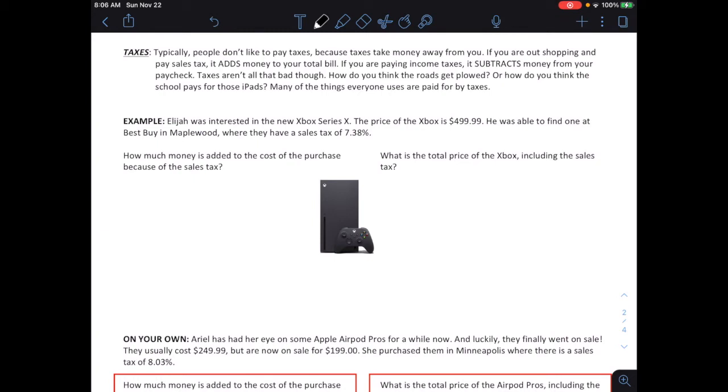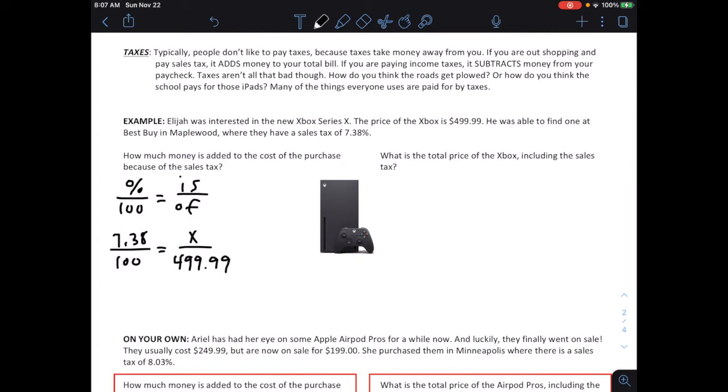So to calculate that tax, what we're going to do is the same formula that we've been using all along. The percent over 100 equals is over of. And again, we're going to be looking for that is. We're always looking for is. But in this case, we have a percent, so we're going to say 7.38 over 100 equals x over 499.99.